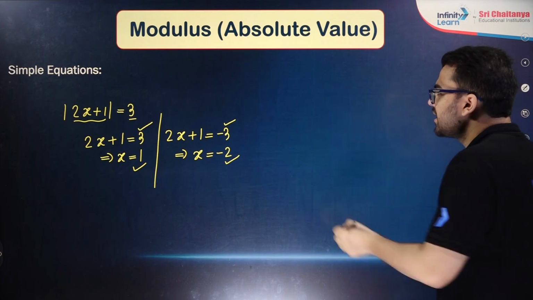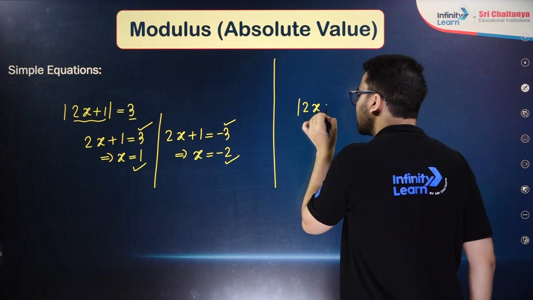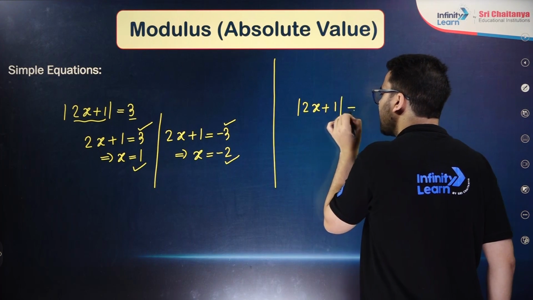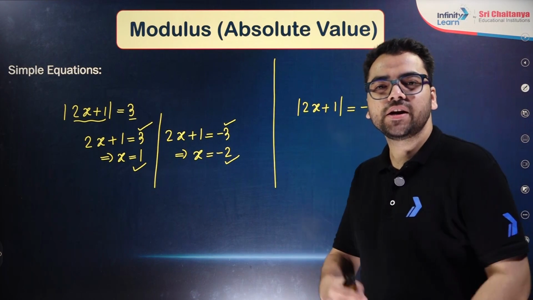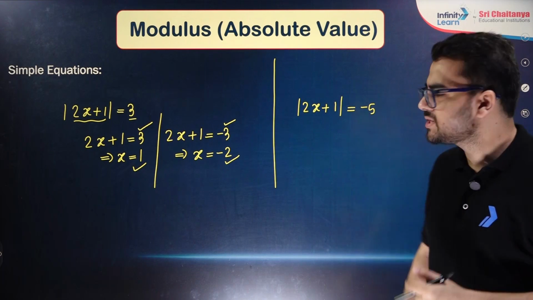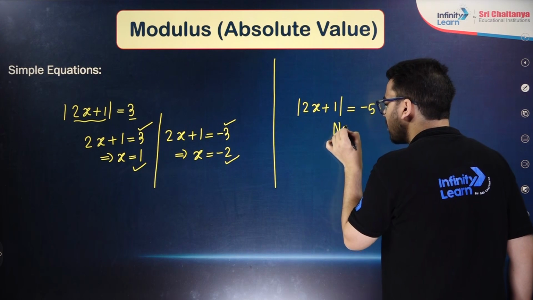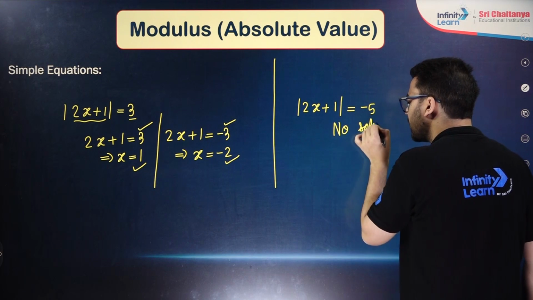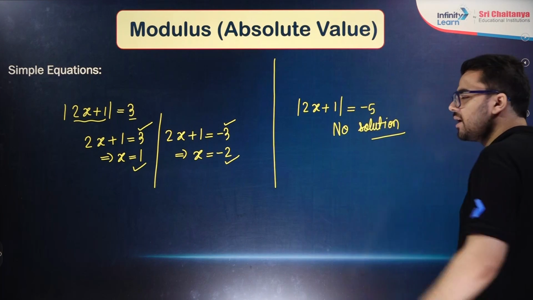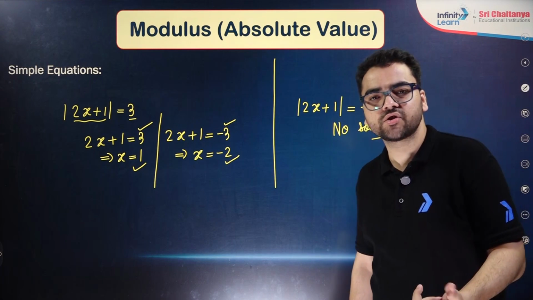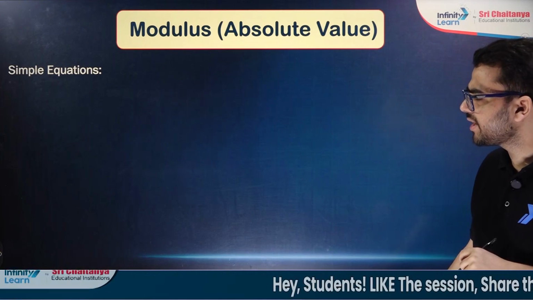Now sometimes they can give you a simple question like this. For example, modulus of 2x plus 1 is equal to minus 5. Can you solve it? Right? So you don't need to even use your logic over here. You see, modulus of anything can never be negative. So therefore you will not have any solution over here. You don't have to think that much. Modulus of anything can never be negative. So it will have no solution at all. No problem in that. I hope that is clear. Right?